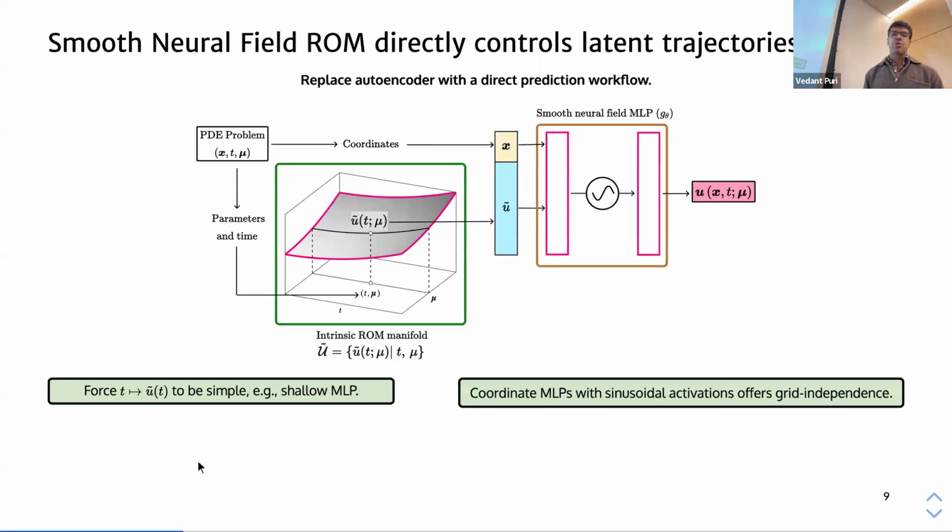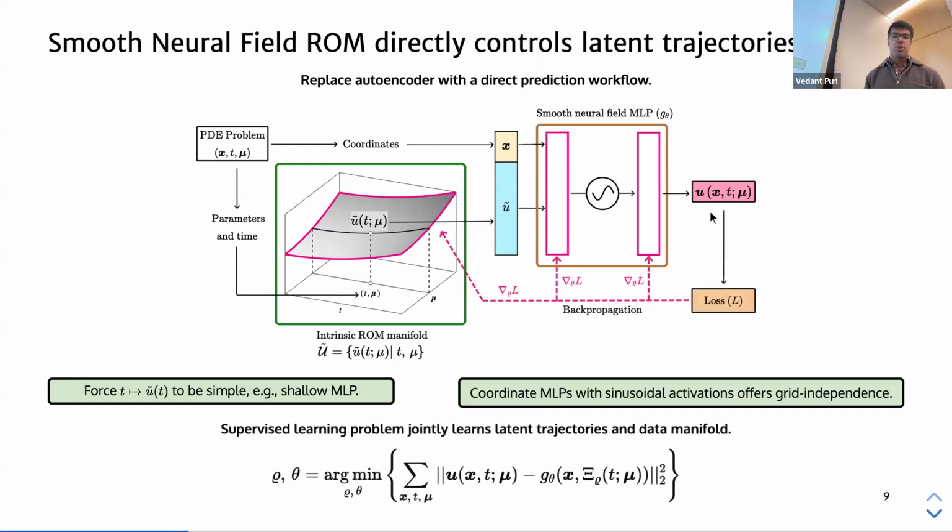Once we have the reduced coordinates, we learn a coordinate neural field MLP as a decoder, which essentially maps our latent trajectory given in blue to the data manifold given in pink over here. And what that gives us is a supervised learning process where you are jointly optimizing the latent trajectories, again, which we've made extremely smooth by design, and the data manifold at the same time.